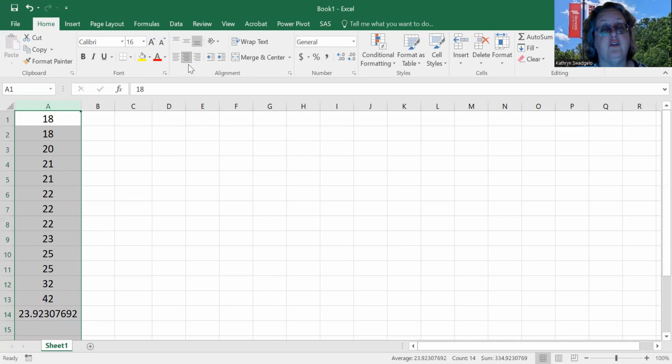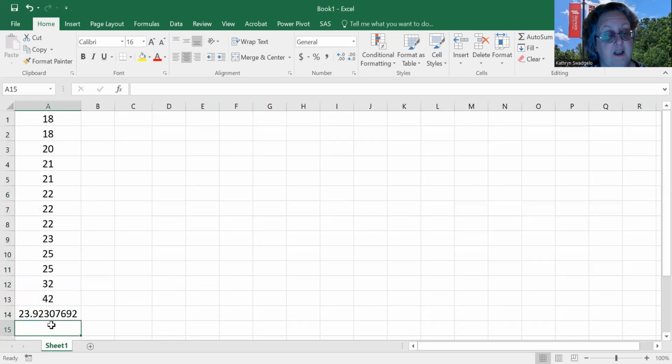You have the left justify, the center, and the right justify, and you can put that in the middle. So that's my mean, my sample mean, and I can go to the tenths if I want, 23.9, or to the nearest year if these are ages, 24, or as far out as Excel will let me go, which is this number of decimal places.